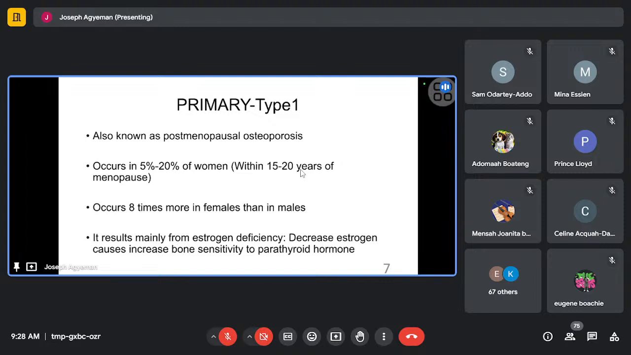Yes, so you can see that if you have decreased estrogen, then you have increased sensitivity of bone to parathyroid hormone. What happens? The parathyroid hormone will activate osteoclastic activity, and therefore you are going to have excessive bone resorption, confirming why women are always at an increased risk as compared to their male counterparts.